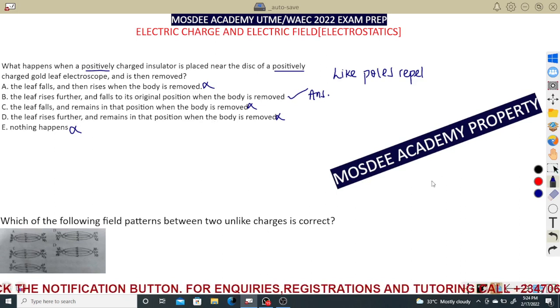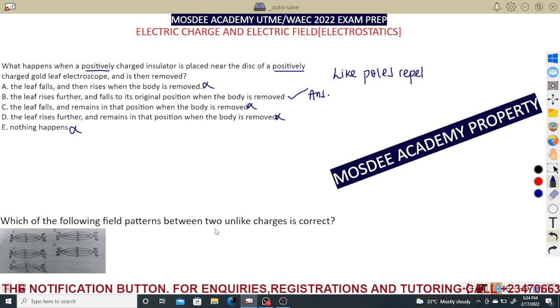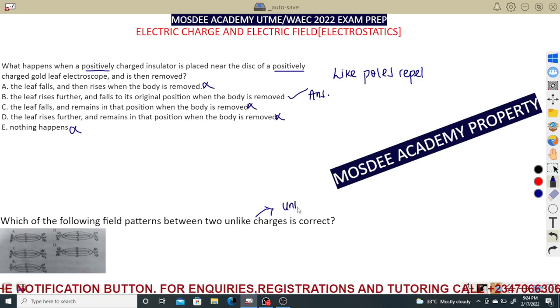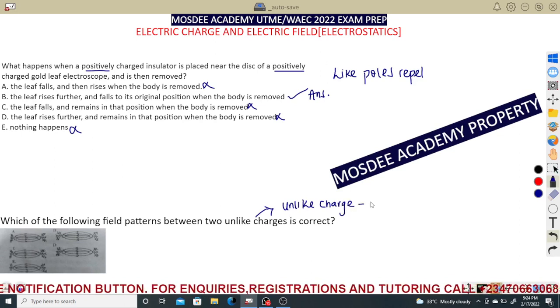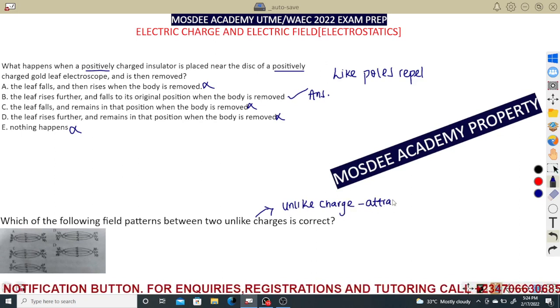So guys, still on electric charge, I think the question was well arranged. I love this. Which of the following field patterns between two unlike charges is correct? What do we know about unlike charges? They attract. Unlike charges attract. Thank you very much. You guys are doing wonderfully well.